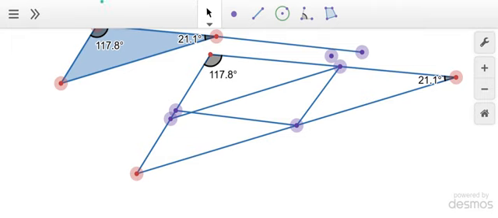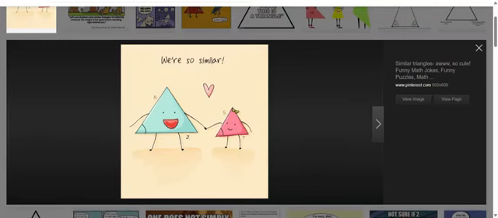Interesting. Okay. Well, oh, isn't that cute? Do you like it? It's kind of cute. All right, but that's not what I want to show you.